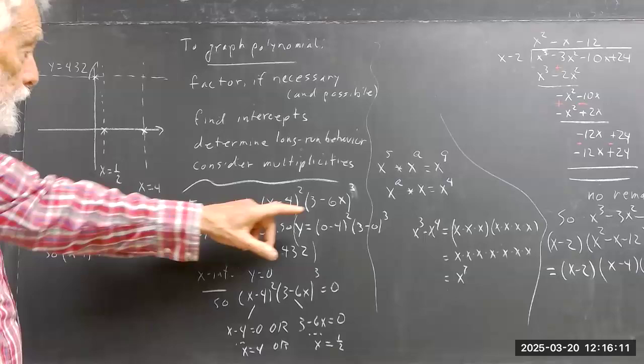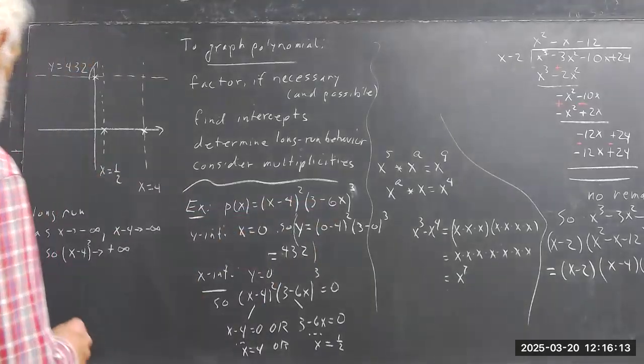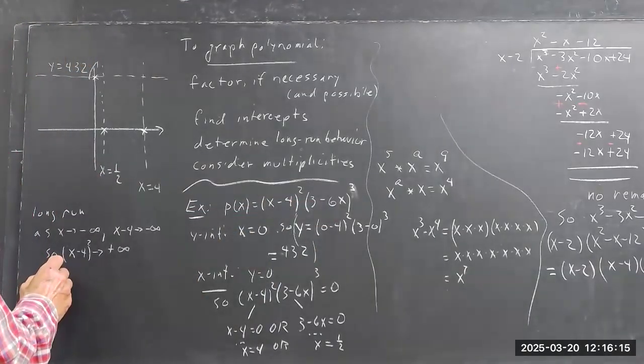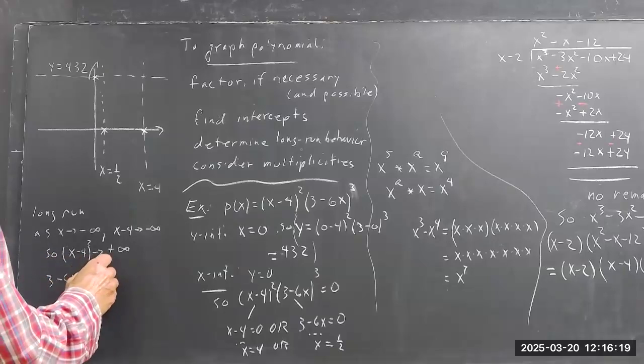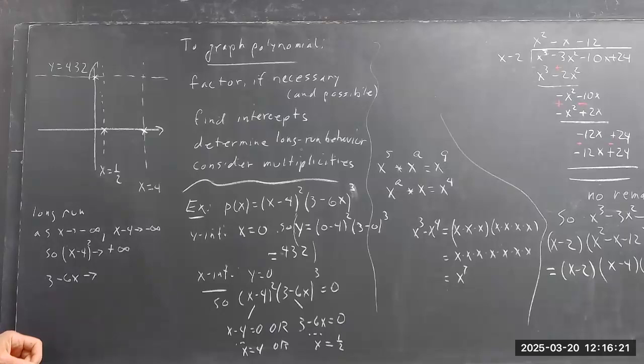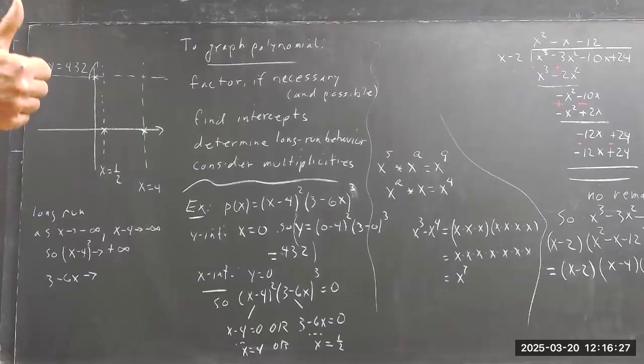Well, that's not all, because of course now we have 3 minus 6x. Does it go to negative infinity or positive infinity? Tell me. Positive infinity, negative infinity. Which?